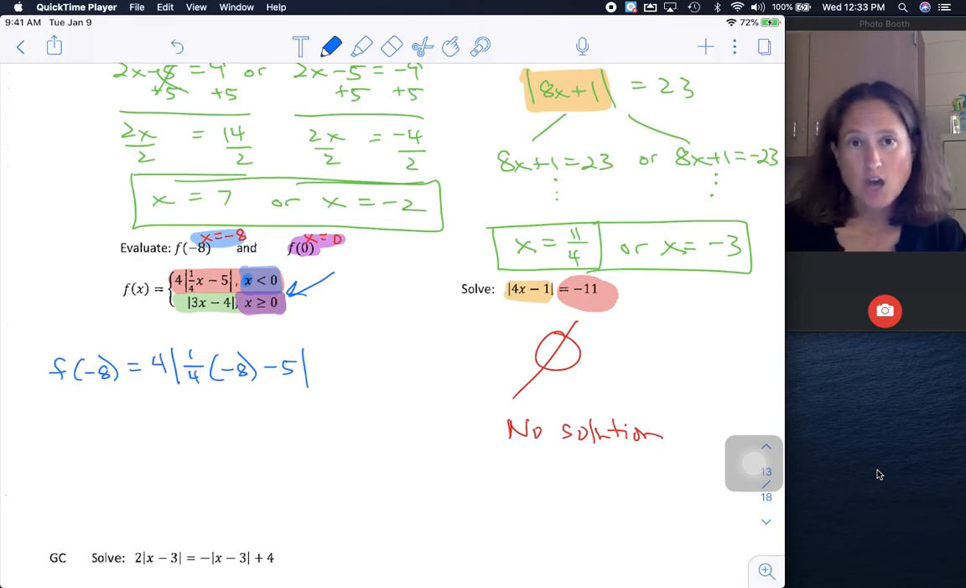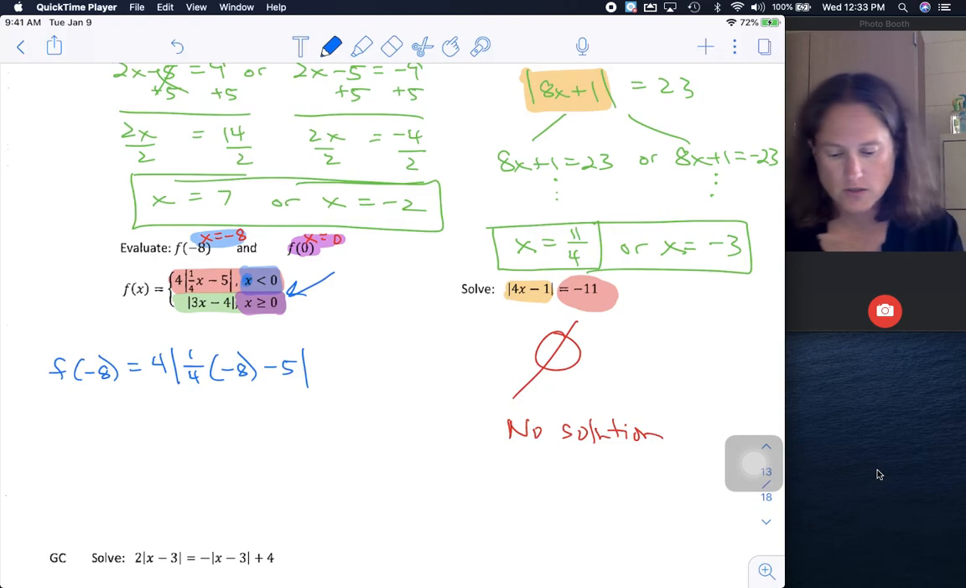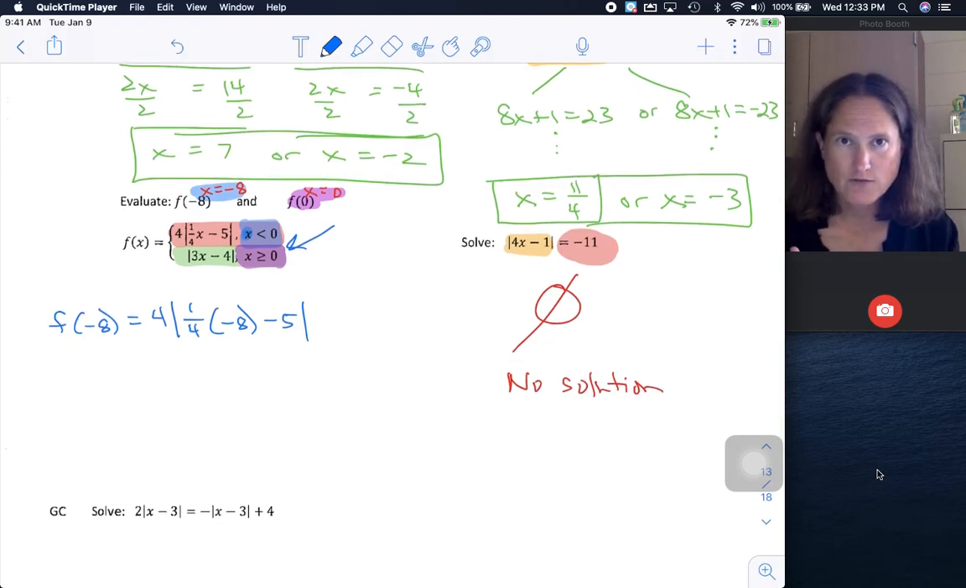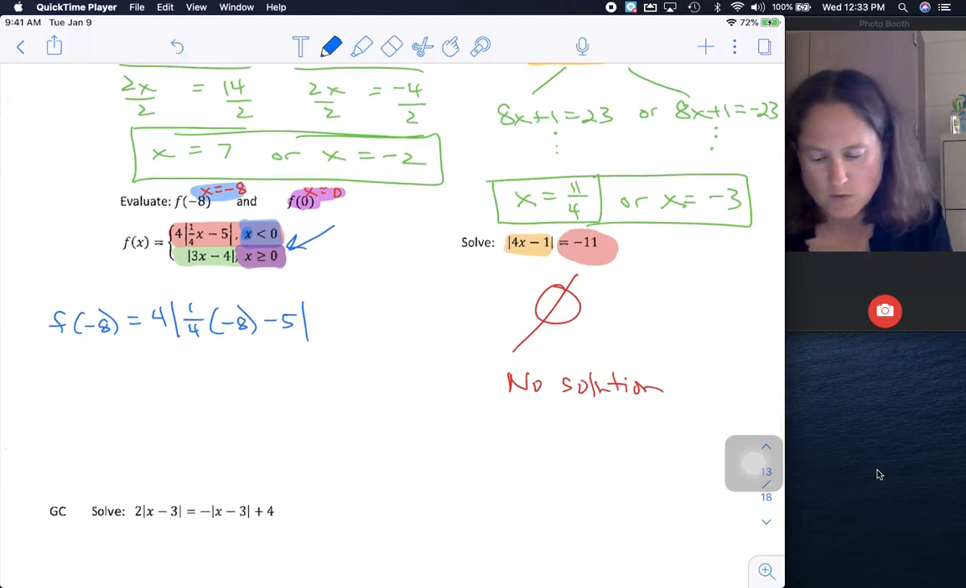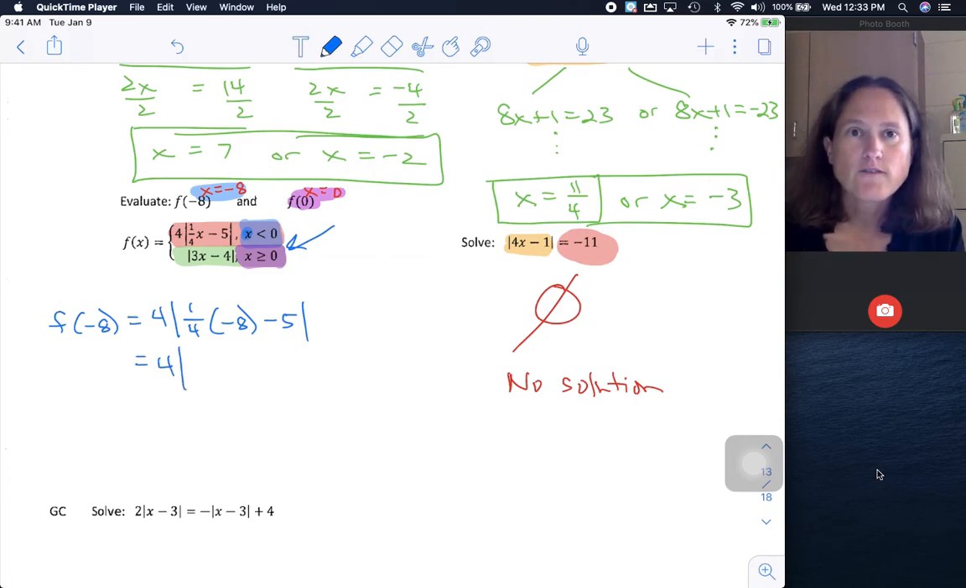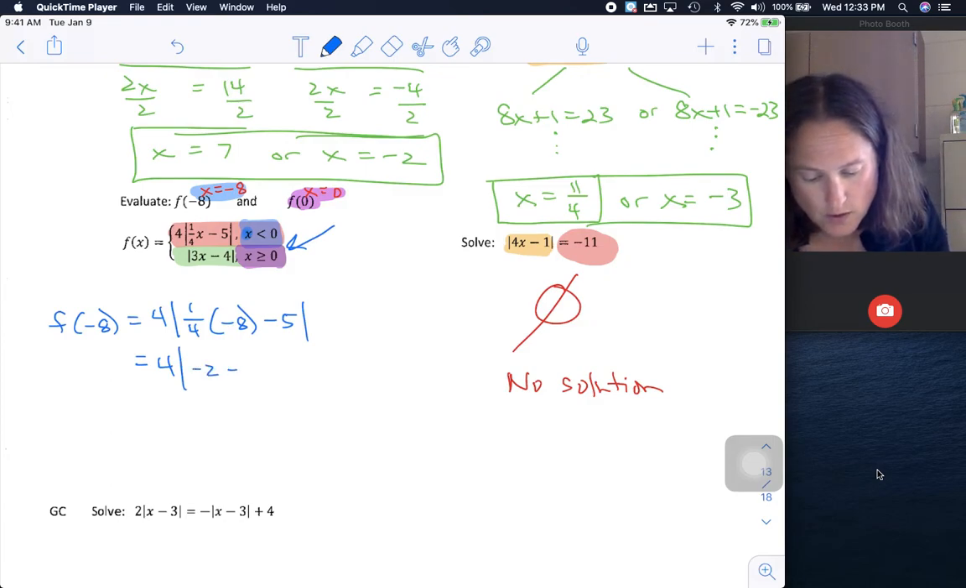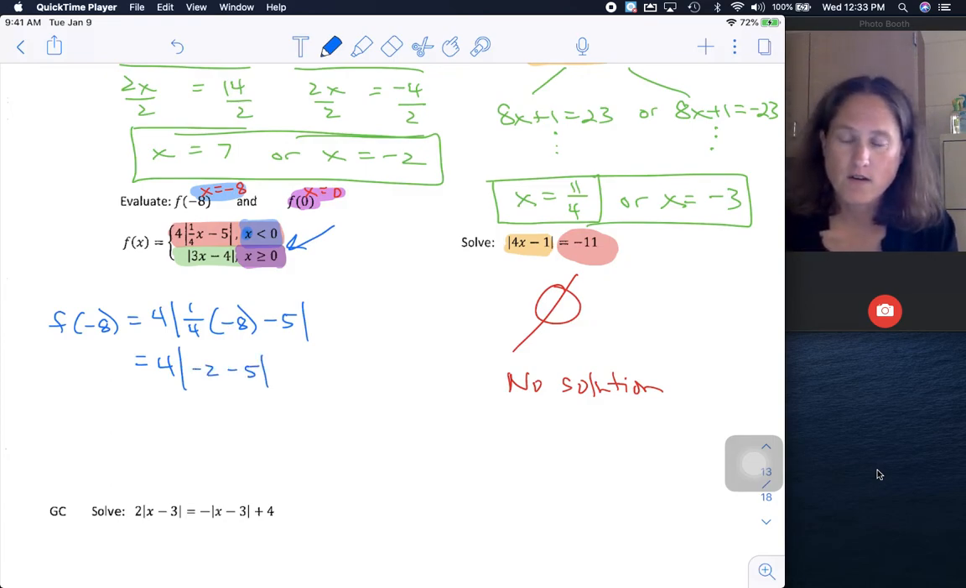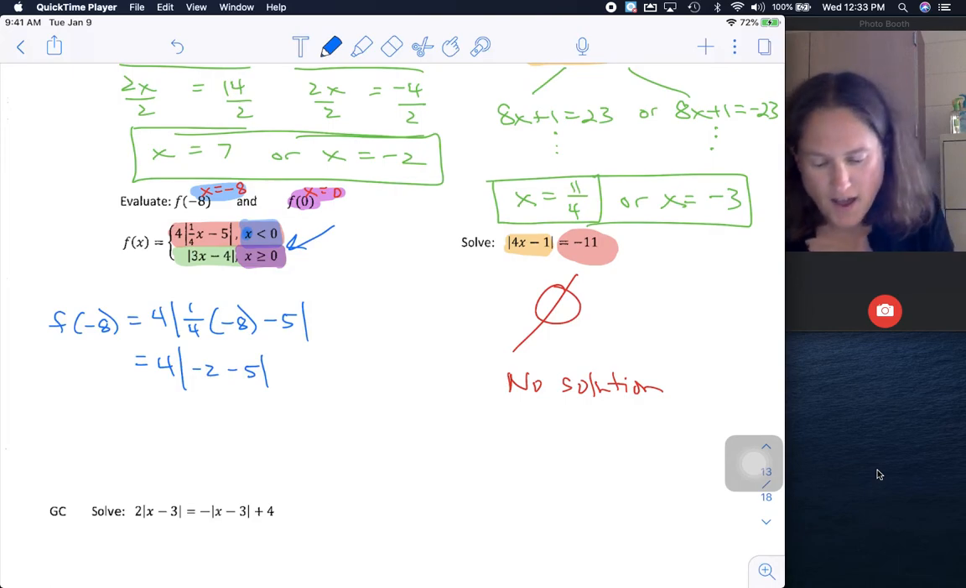And then because it's all numbers and it's evaluate, I just have to use order of operations. Absolute value is a grouping symbol, so you have to do that first. Everything that's inside I have to do first, get it to one number, and then I can take the absolute value. So 4 times 1/4 times -8 ends up being -2. And then I'm going to take away 5. When I have -2 minus 5, this becomes 4 times the absolute value of -7.